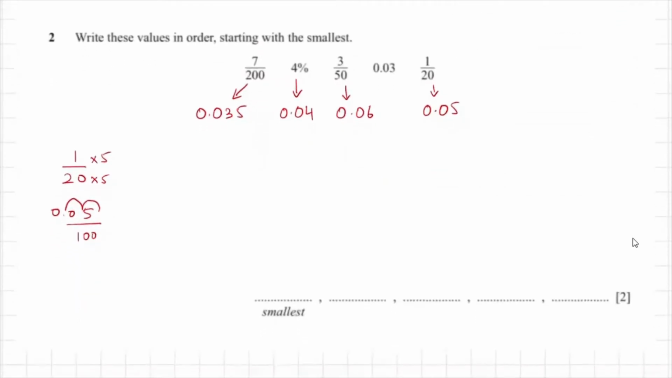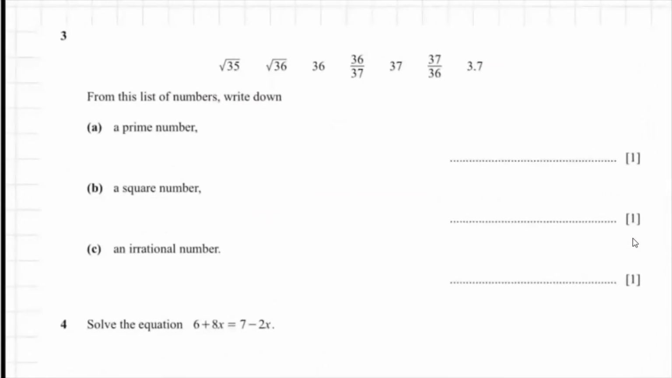Now let's rearrange them starting from the smallest. The smallest one over here is 0.03. So I'll write 0.03. Then we have 0.035, which can be written as 7 over 200. Write the original numbers. Then we have this, which is written as 4%. The next number would be 0.05, which is 1 over 20. And the last one is 3 over 50. There you go.